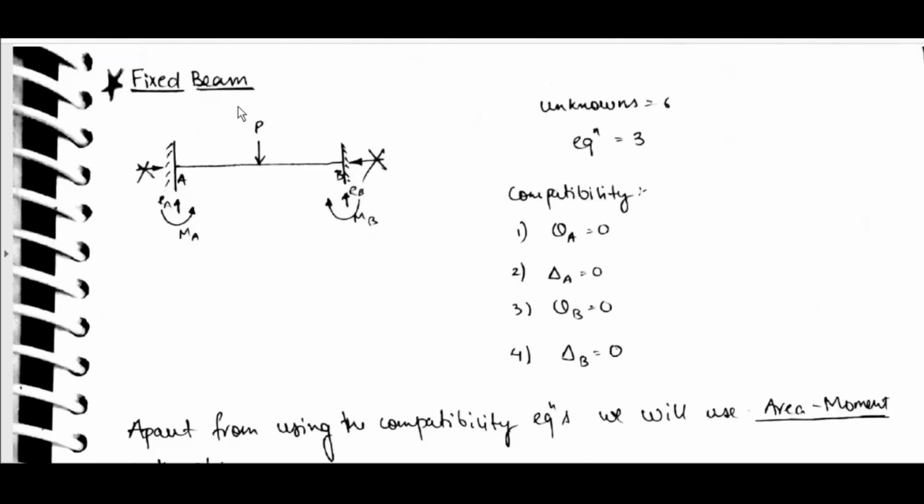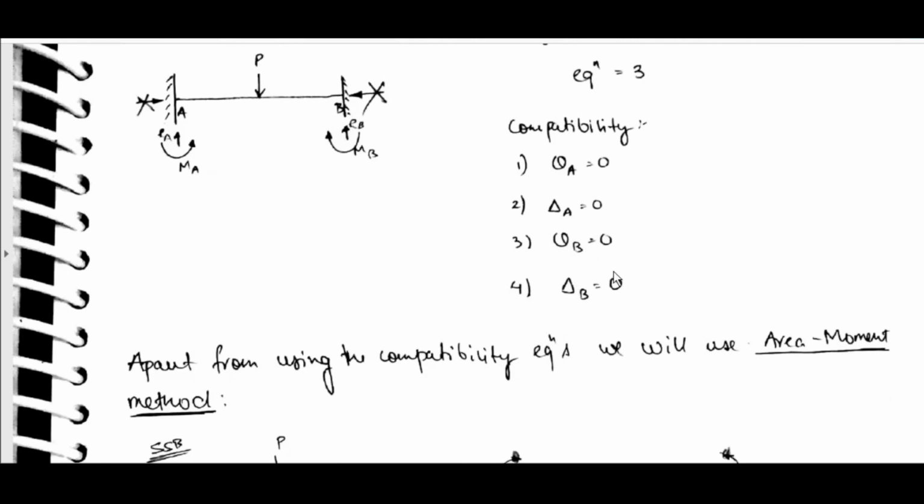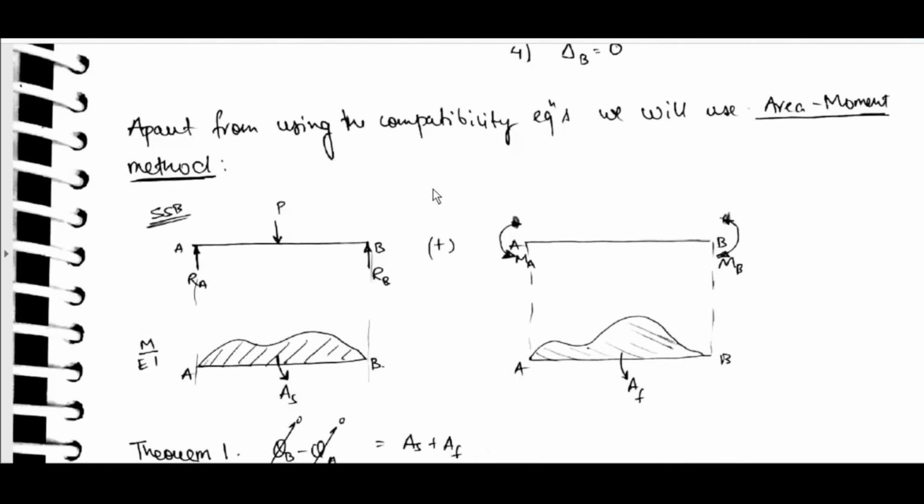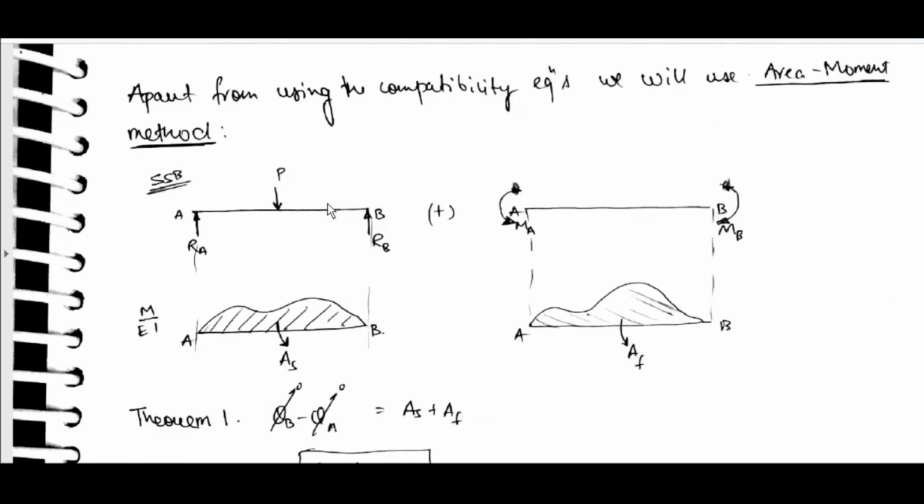Okay, fixed beam, horizontal will be balanced. RA, RB, MA, MB. Unknowns is equal to 6. Equations is equal to 3. Compatibility: theta A is equal to 0, delta A is equal to 0, theta B is equal to 0, delta B is equal to 0. Apart from using compatibility equations, we will use area method.